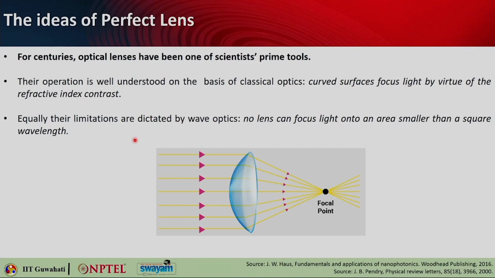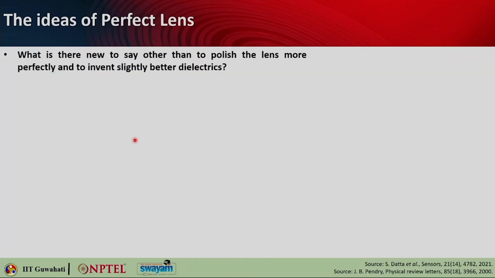So, no lens can focus light onto an area which is smaller than a square wavelength. Typically, if there are two objects which are separated by a gap which is less than lambda by 2, you will not be able to see them differently. Now, this is the problem with conventional lenses. So, what is new to say, other than polishing the lens more perfectly or inventing a slightly better dielectric which can have better focusing ability? Can we improve that resolution and see objects perfectly, and that would be a perfect lens.